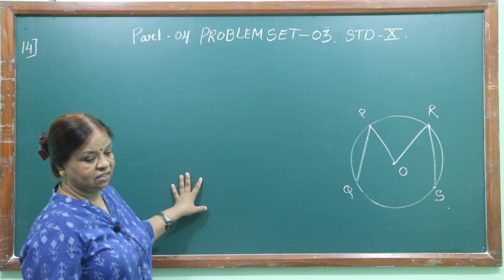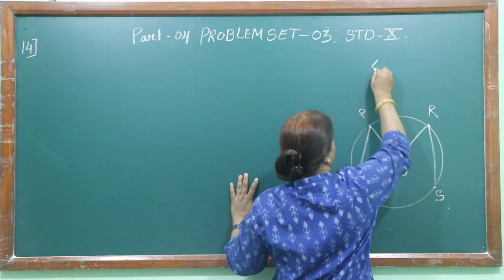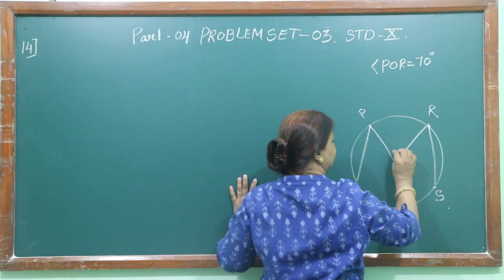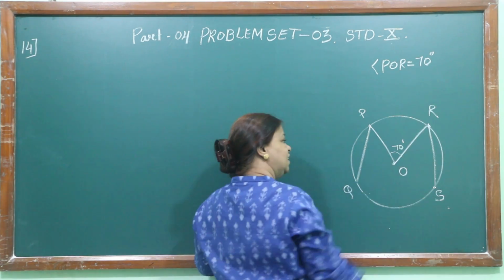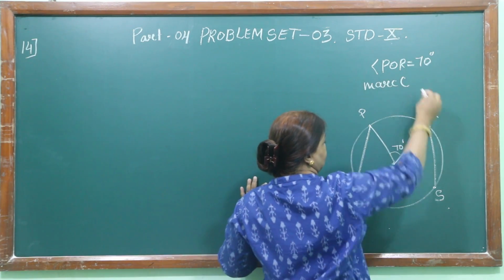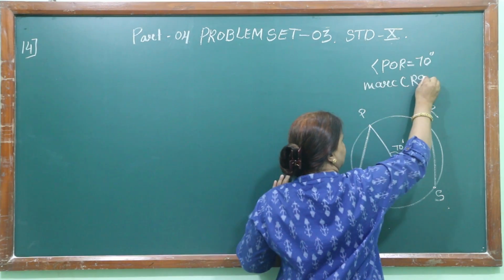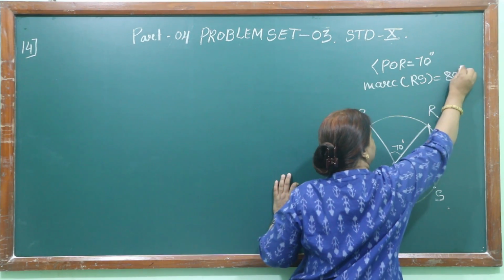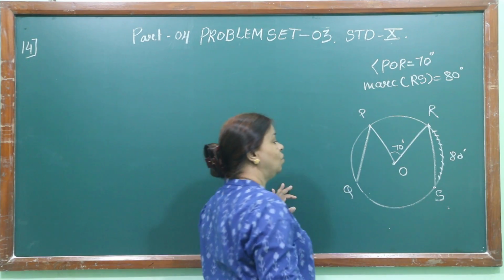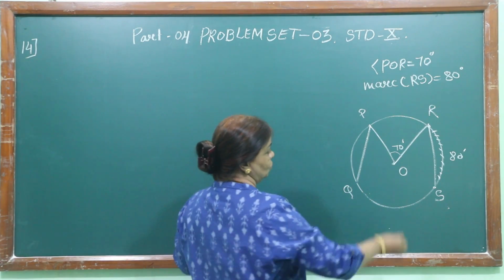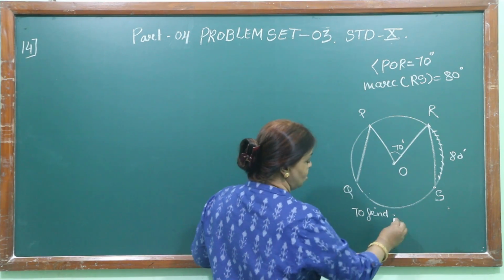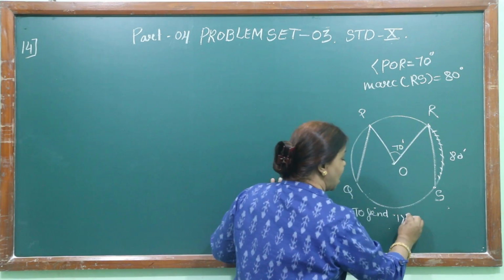It is given that angle POR is equal to 70 degrees. It is given this angle is how much? 70 degrees. And major arc RS is equal to 80 degrees. This arc is given as 80 degrees. Okay. We need to find out, let me write here, children, what we need to find. First thing, major arc PR.